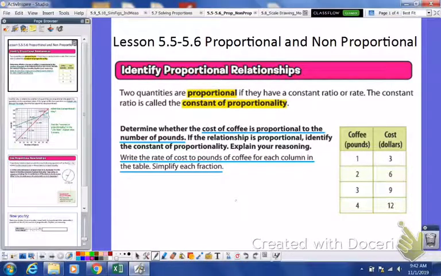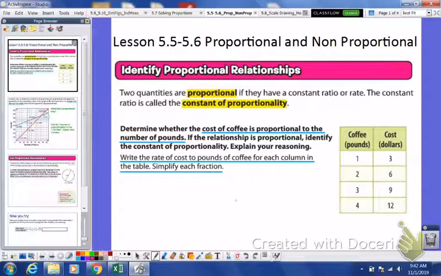And again, in this lesson, we're going to be covering two sections. We'll be talking about proportional and non-proportional relationships. So, to identify if we have a proportional relationship: two quantities are proportional if they have a constant ratio or rate. The constant ratio is called the constant of proportionality.